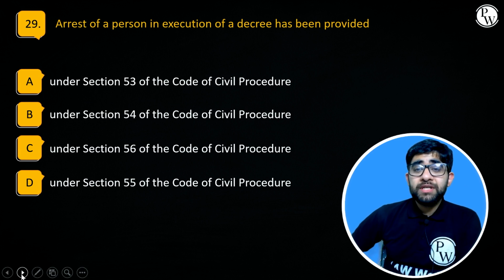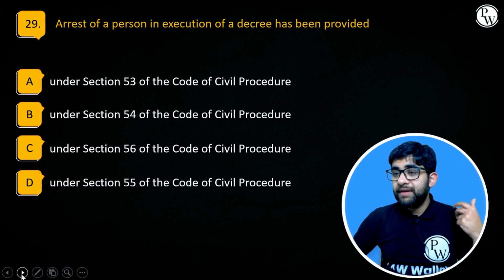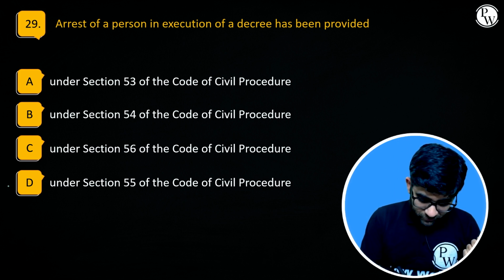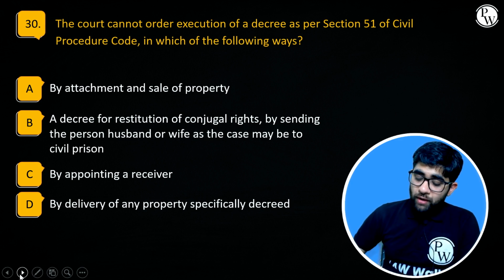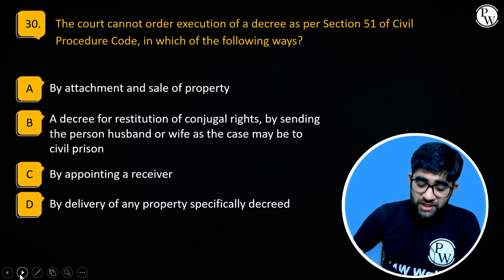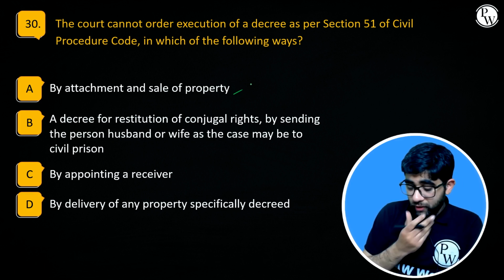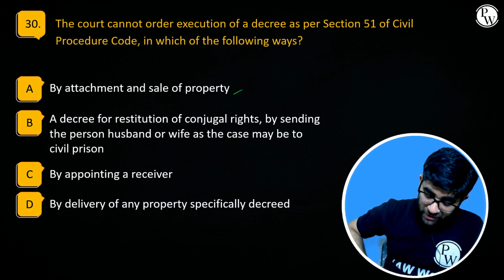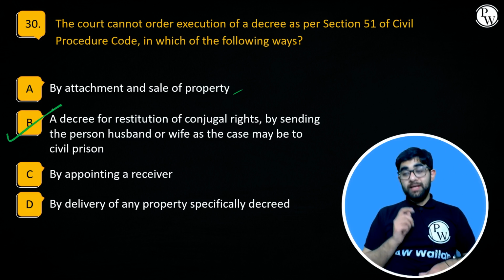Next, arrest of a person in execution of a decree has been provided under sections 53, 54, 55 and 56. The answer to this is 55. Next, the court cannot order execution of a decree as per section 51 of the Civil Procedure Code in which of the following ways? By attachment and sale of property, it can be done. A decree for restitution of conjugal rights by sending the person, husband or wife as the case may be, to the civil prison. By appointing a receiver. The answer to this is definitely B.